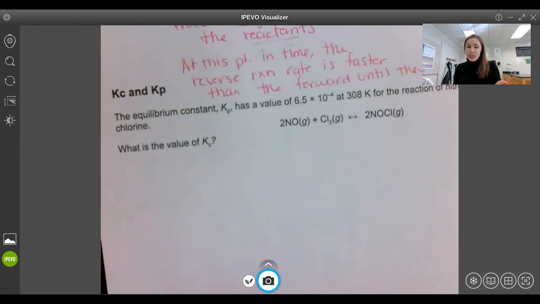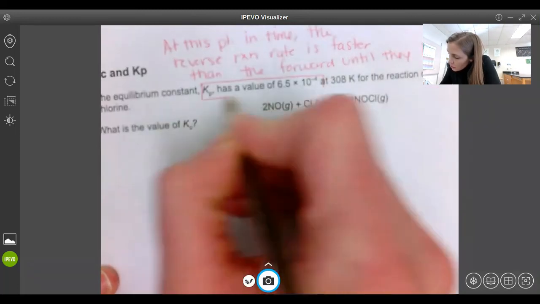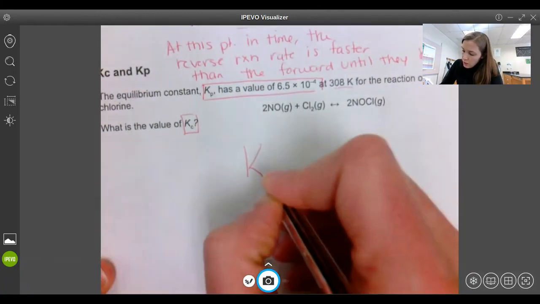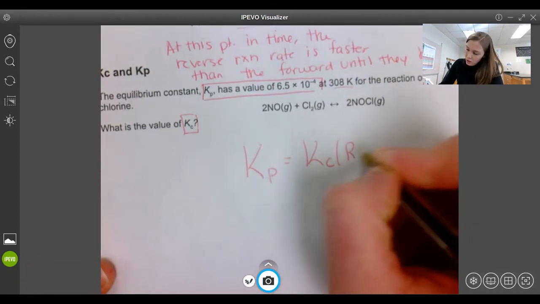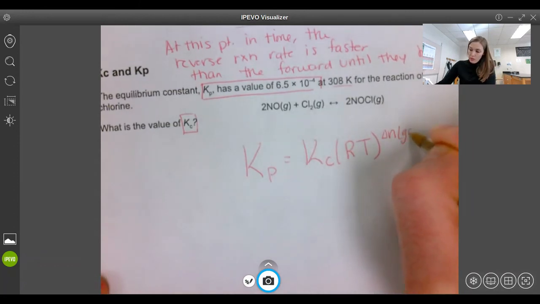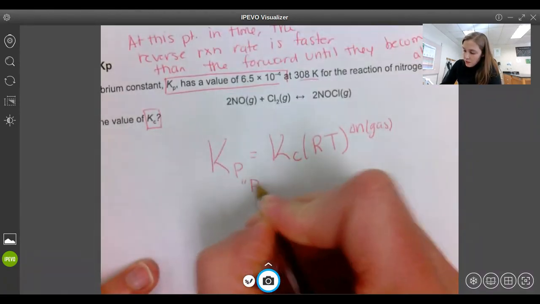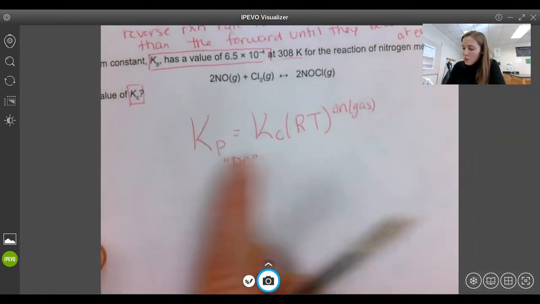All right, last little part here is our KC and KP equation. So in this one, it's giving us our KP value at our specified temperature, and then at the exact same temperature, what is the KC? So this is the equation that we talked about in class. So KP is equal to KC, gas law constant, temperature, raised to the change in moles of the gas state. So one little way to remember this is to always be PC, politically correct, is one way that I've seen to help students remember this, if it helps you remember which goes where.